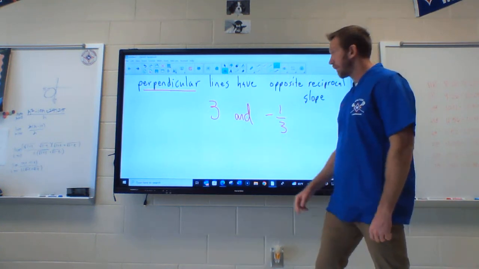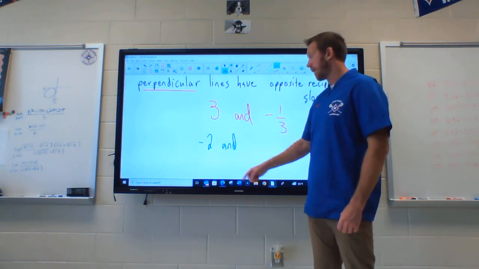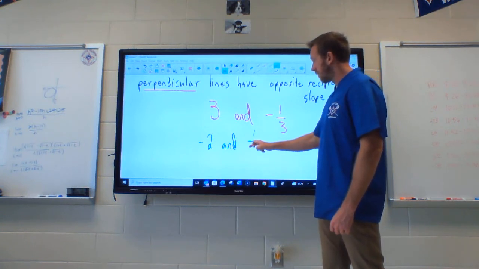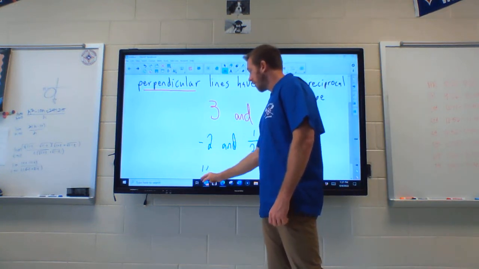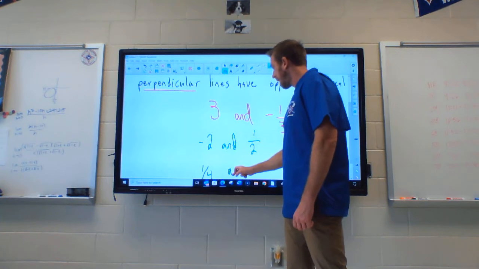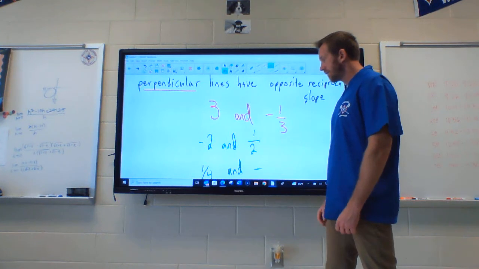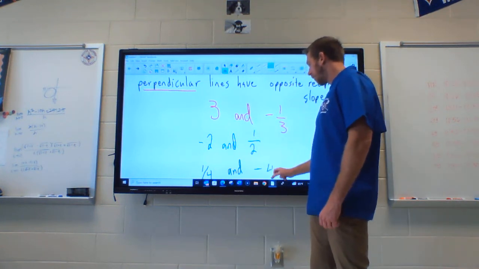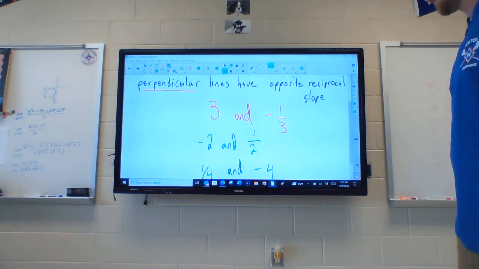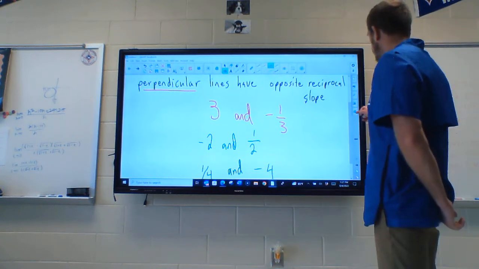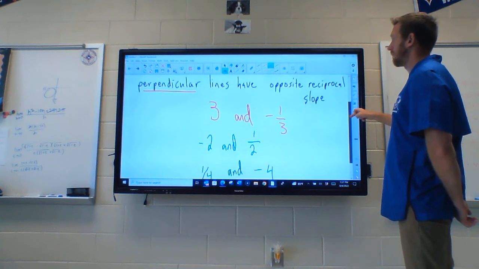So 3 and negative 1/3, negative 2, and now positive because we have the negative value already. So the other one would be positive 1/2. Okay? If I was given the fraction first, like 1/4, then the perpendicular slope to that, this is positive 1/4, so we want a negative. And then flip the fraction, 4 over 1 is just 4, so negative 4. Okay, so these are examples of slopes that are perpendicular to each other. Okay? So let's go back. Parallel lines have same slope, perpendicular lines, opposite reciprocal slopes.